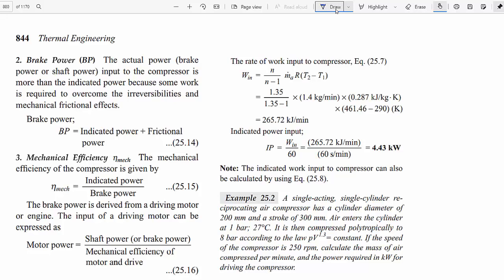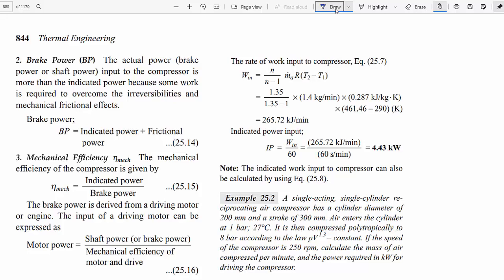Therefore the indicated power is always lower than the brake power in the compressor. But in IC engines, indicated power is always greater than brake power, because the brake power is the output. Therefore the efficiency is the ratio of output by input. So clearly understand the concept here. Okay, there is no confusion between IC engines and compressors.